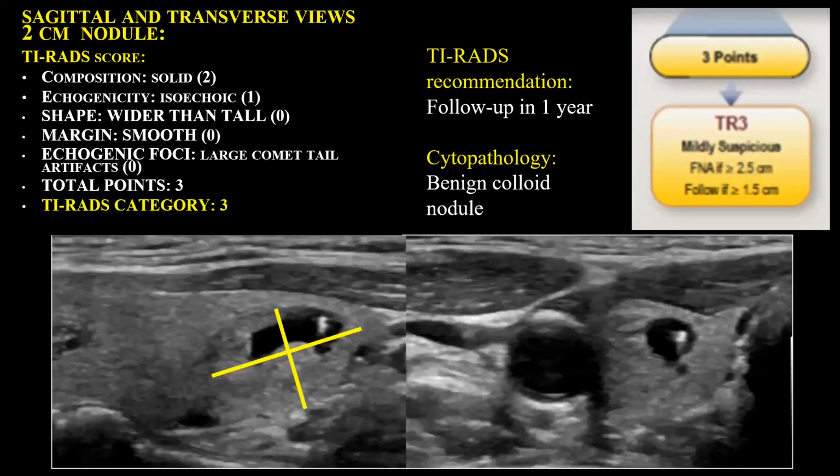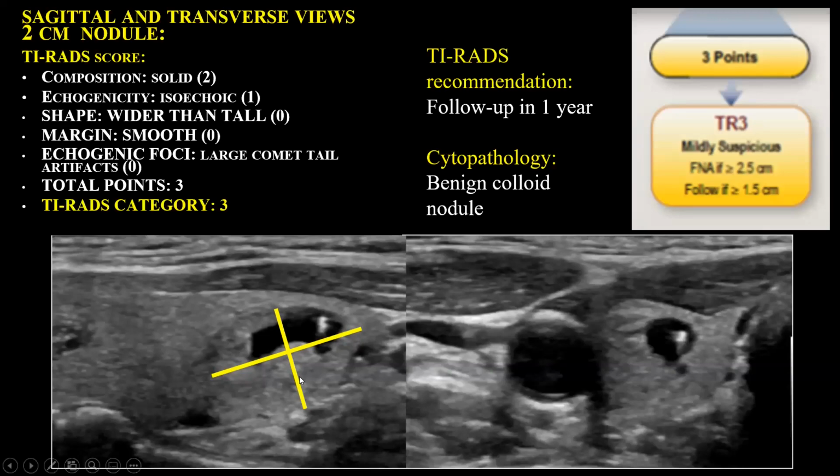Here's another TI-RADS 3. This one's 2 centimeters. The measurements I'm giving you are just so you get an idea of what the nodule actually is. This is a very good example of how you decide, is it more solid or cystic? Visually, this is clearly more solid, so it's going to fall into the solid composition. You get 2 points.